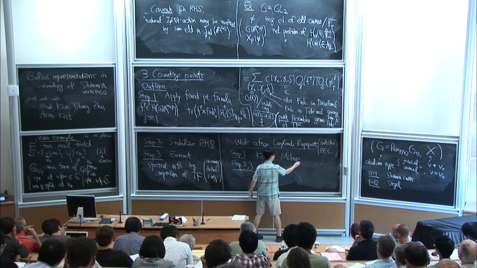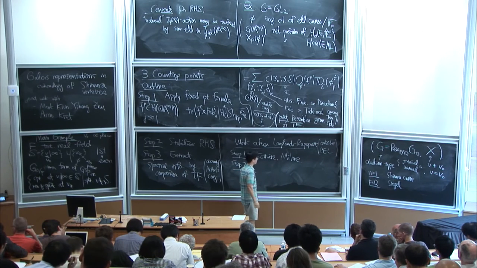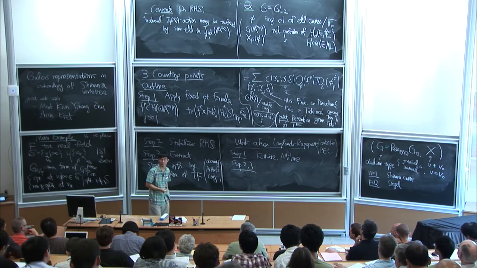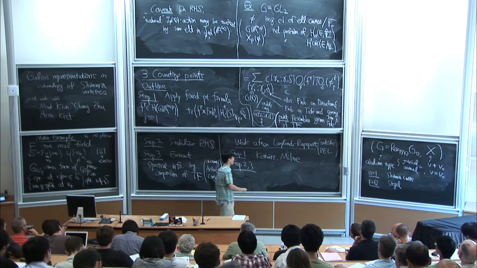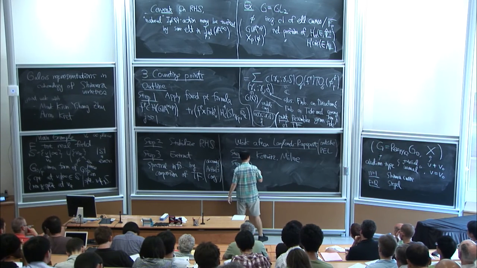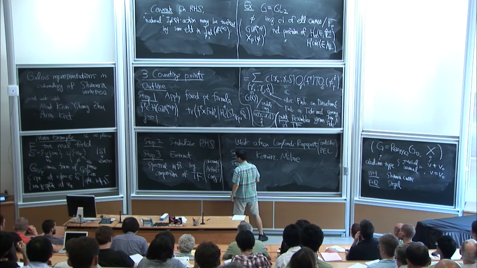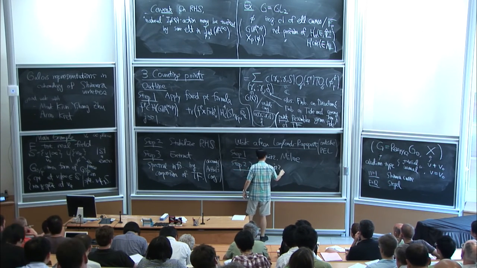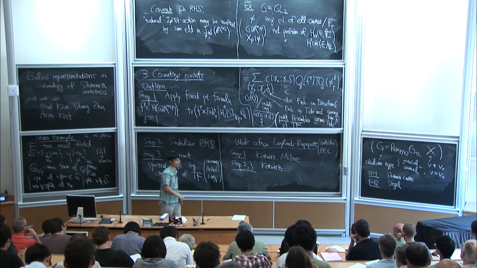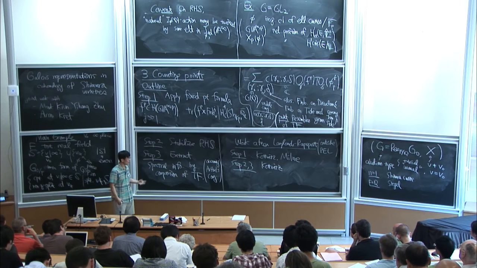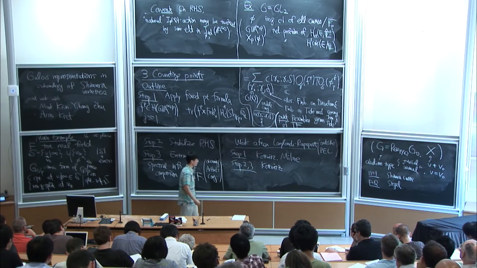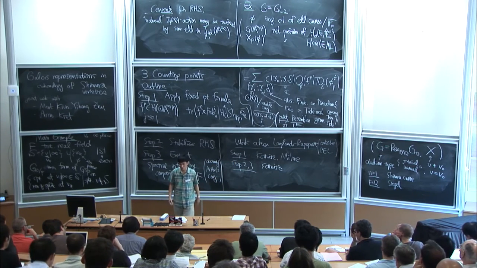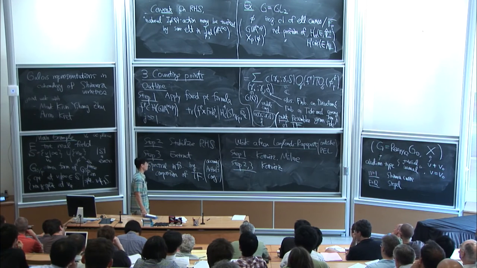So Kottwitz and Milne basically gave an argument how to deduce this from the Langlands-Rapoport conjecture, with some caveats, which I'll explain. And steps two and three were basically sketched by Kottwitz in his famous Ann Arbor article. Although he restricts himself to the PEL case, the argument basically works in much more generality.